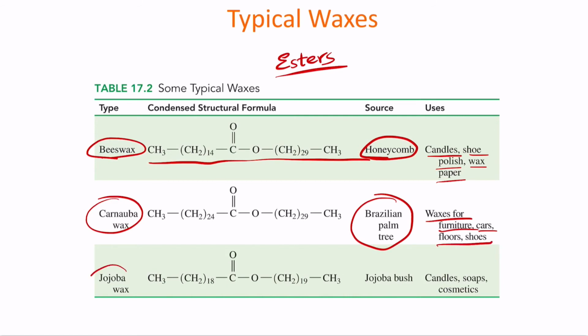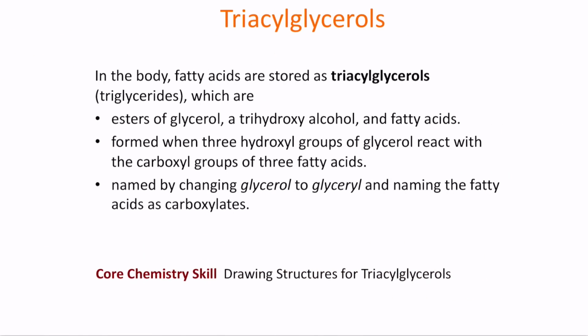Next you have jojoba wax, which is also an ester, generally obtained from the jojoba bush. It's used to make candles, soaps and cosmetics. In the blood, fatty acids are generally stored as TAGs, or triacylglycerols, or in simple words, triglycerides.